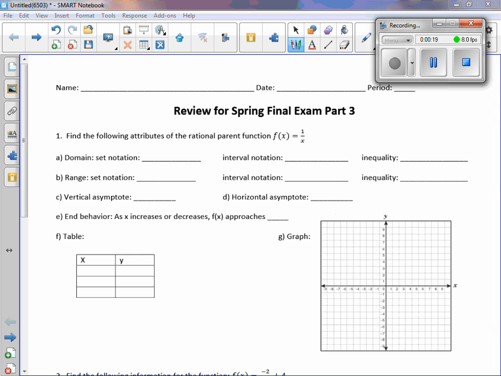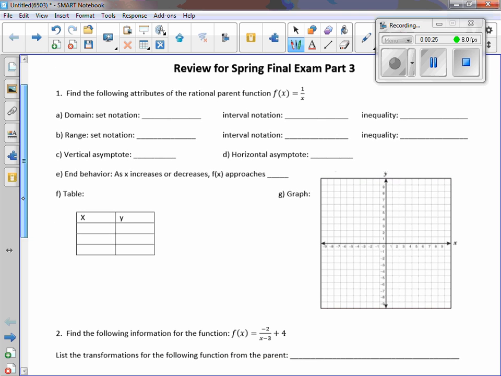So first off, find the following attributes of the rational parent function 1 over x. Now, if you take a look with me on the graph here, if we remember 1 over x, it has this basic shape, and it's two separate pieces, if we remember that. We'll graph that more accurately in a minute, but I wanted you to see the basic shape to go over domain and range.